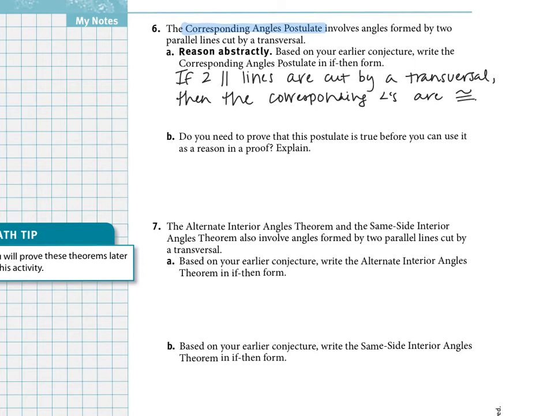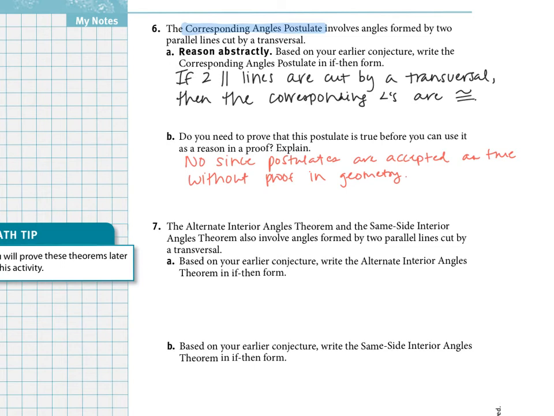Now, part B asks, do you need to prove this postulate is true before you can use it as a reason for a proof? Remember, postulates are accepted as true without proof in geometry. So no, we actually don't need to here. So we're going to say no, since postulates are accepted as true without proof in geometry.